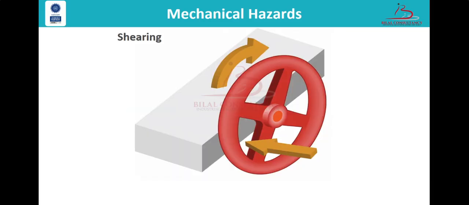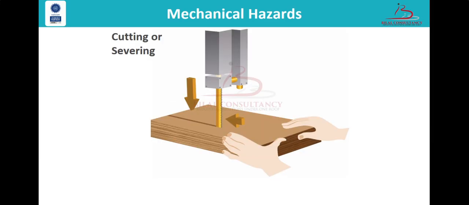The second one is shearing, in which a part of the body, usually fingers, is trapped between two parts of the machine, one moving past the other with some speed. The effect is like a guillotine, shearing off the trapped body part. The third one is cutting or severing, in which contact is made with a moving sharp edge part such as a blade. For example, the blade of a bandsaw.